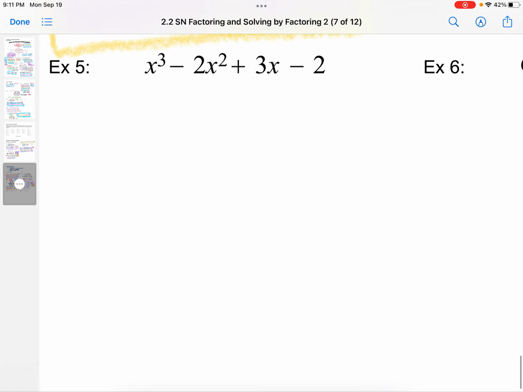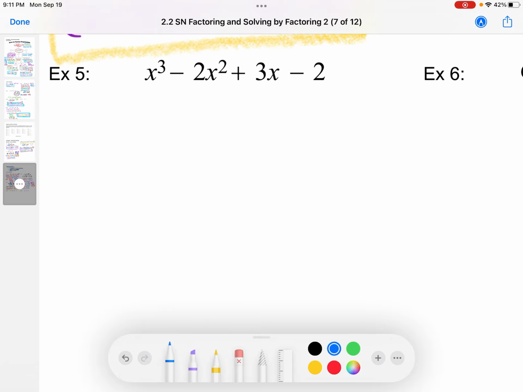Now, let's look at example 5. There's a typo in this problem. My apologies. That 3 shouldn't be there. So we're just going to white it out. Now, there are four terms here, no greatest common factor, so we group. Group and factor out the greatest common factor. That first group has a greatest common factor of x squared. We factor that out. We get x minus 2. Bring down the plus sign.